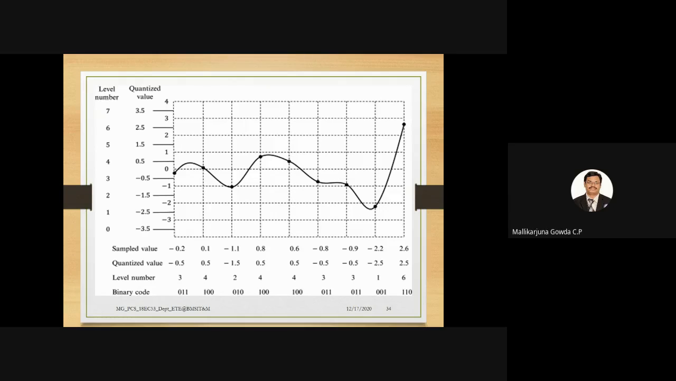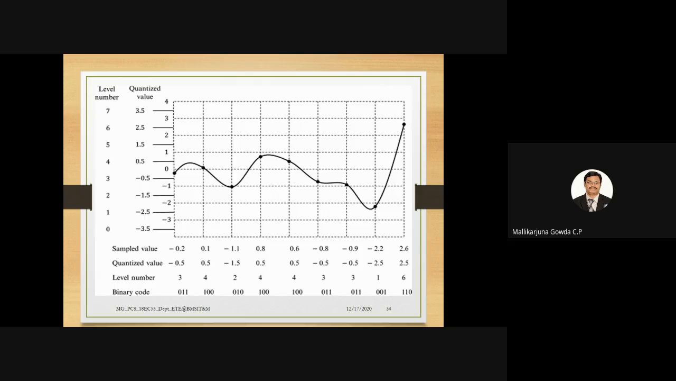Hope you are getting my point. How am I getting this quantized value? Starting from minus 3.5, minus 2.5, then minus 1.5, minus 0.5, 0.5, 1.5, 2.5, and 3.5. These are my quantized values. I am representing each of these quantized values by a binary number. So here I represent the decimal number, that is from 0 to 7. I can code that to its binary equivalent.